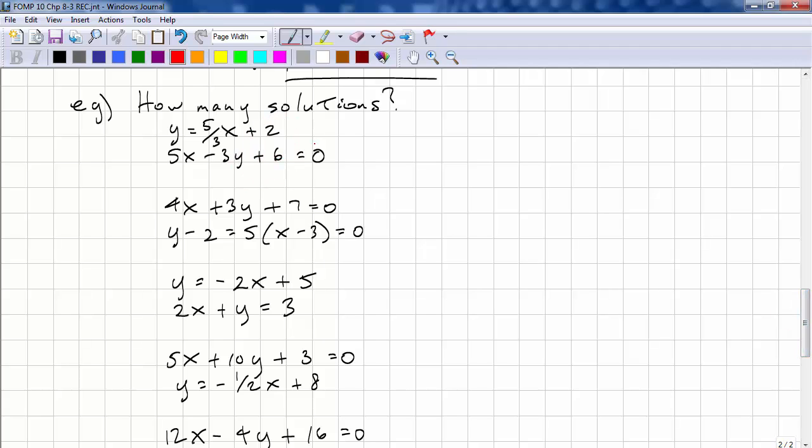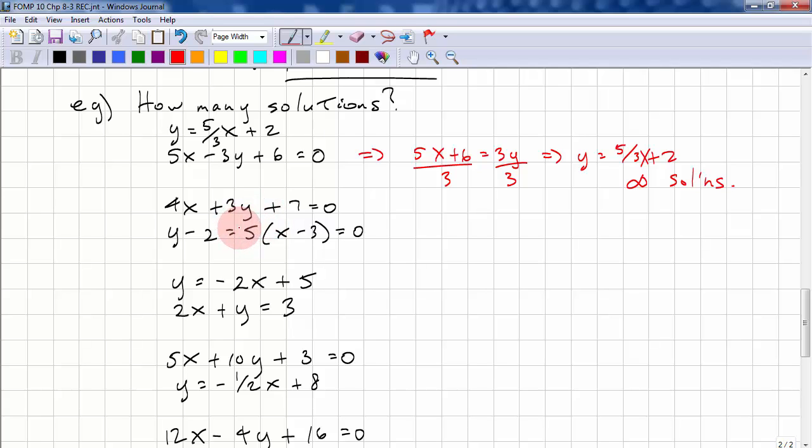How many solutions? Well, we need to do algebra on this one. So 5x plus 6 equals 3y. Negative 3y from this side moves over to the other side, becomes positive, and then we divide everything by 3, and we get y equals 5/3 x plus 2. This is identical to this, and I'm missing an x. So there's an infinite number of solutions. Okay, we're not looking for the solutions, we're just looking for the number of solutions. So please don't do extra work if it's not asking for it.